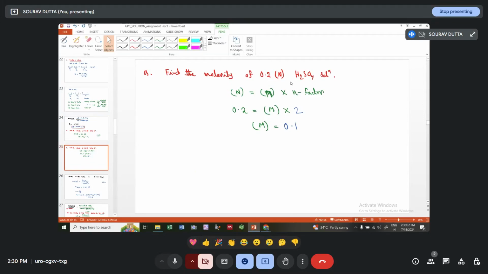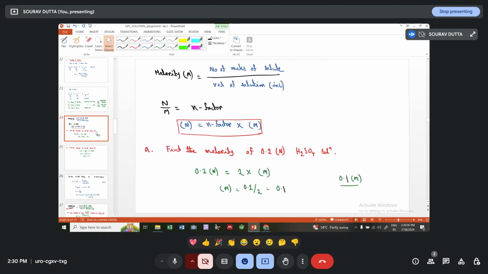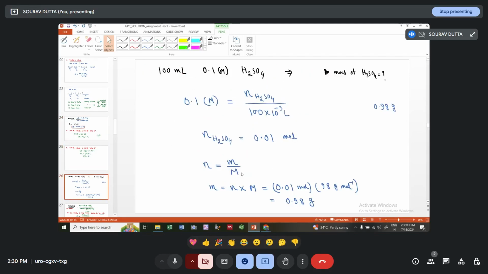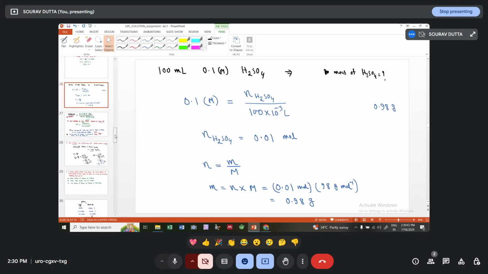Find the molarity of 0.2 molar H2SO4. Oh, that is similar, I think that is just the previous one. Yes. This question is important. This question is also important.